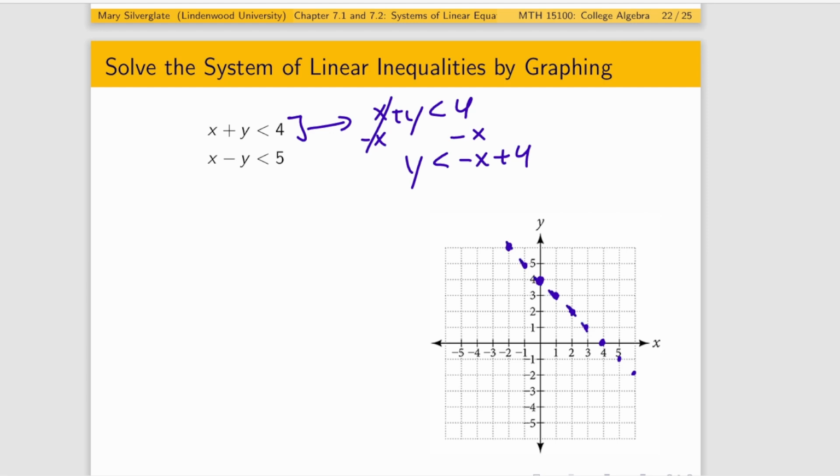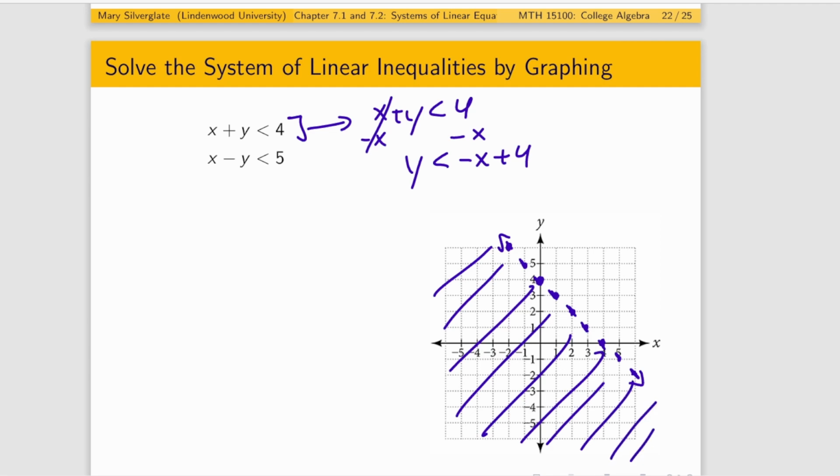Why does it stay dotted? It's a dotted line because this is a strictly less than sign. And because it's less than, I'm going to shade underneath the line. And then I can pick a point to double check. Let's just say (0, 0). So is 0 less than -1 times 0 plus 4? 0 less than 4? It is. We're good. Now we want to rearrange the other equation.